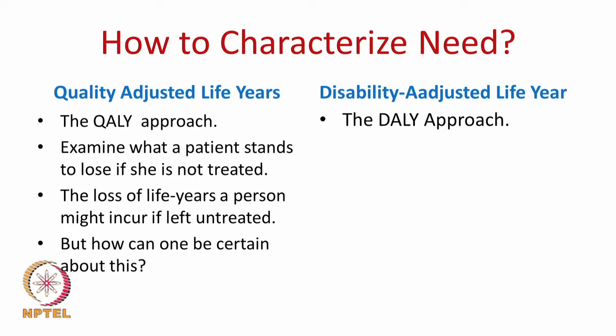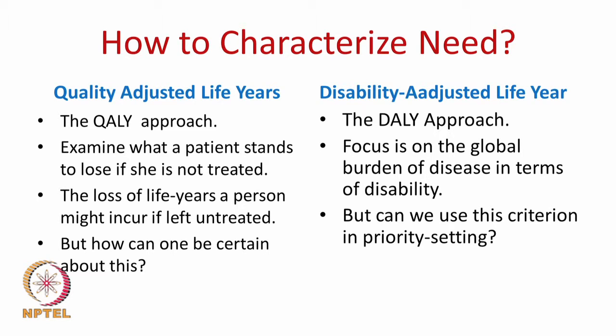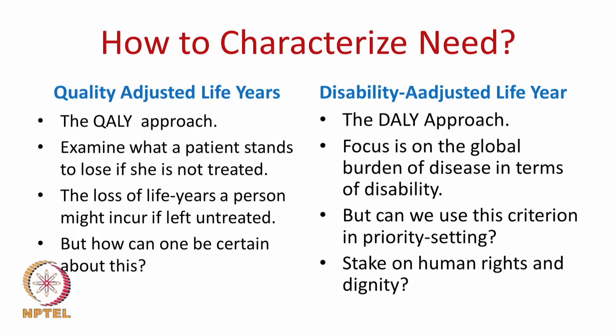And now, another approach is called the DALY approach, which is disability adjusted life year, which adds certain other factors as well along with the quality adjusted life years. The focus is on the global burden of disease in terms of disability. So, it also takes into account that factor, but at the same time the whole question is, can we use this criteria in priority setting, because this might violate some of the very important human rights which we consider so central in our conception of humanity. It is a take on human rights and human dignity.